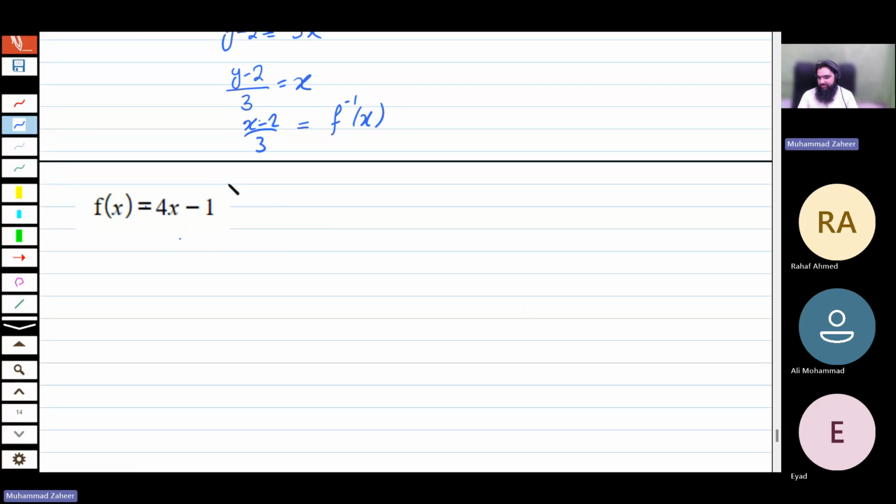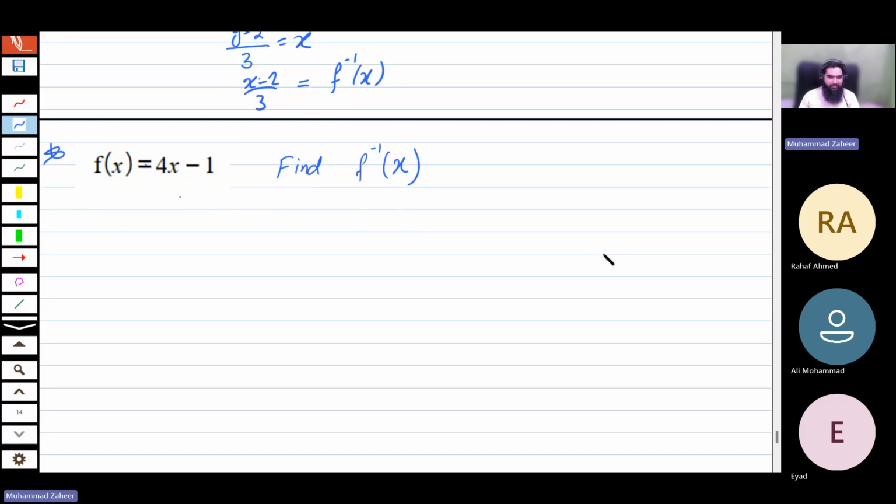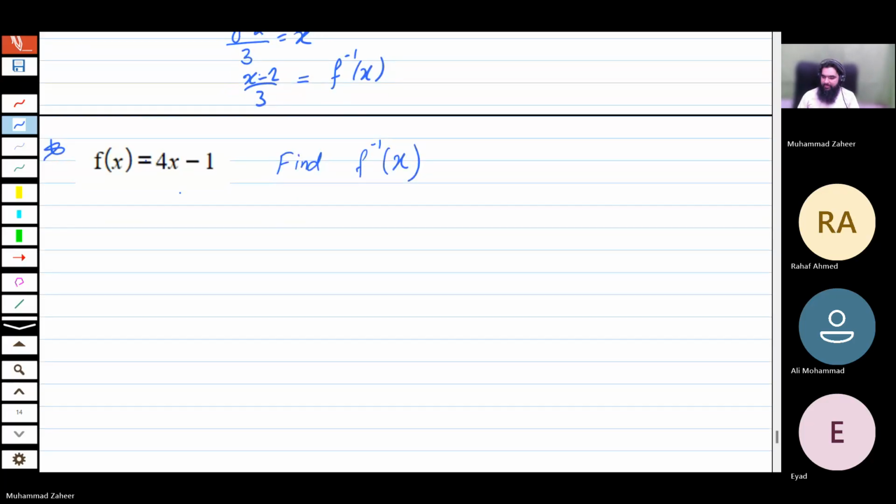This is the question, find f inverse of x. Yes, Ayaz, tell me what will be the first step? Yes, Ayaz, are you here? Yes, Ali Muhammad, what will be the first step?